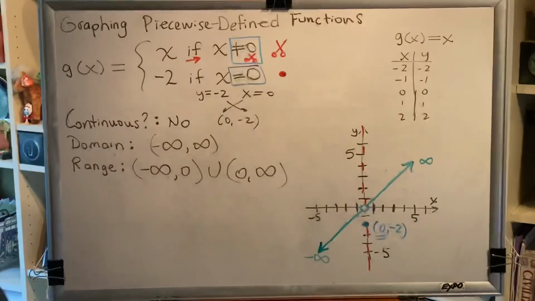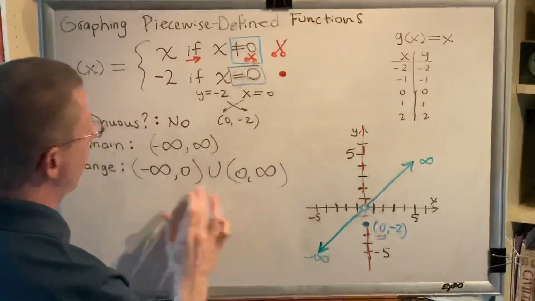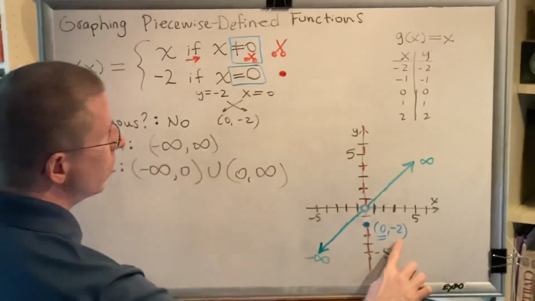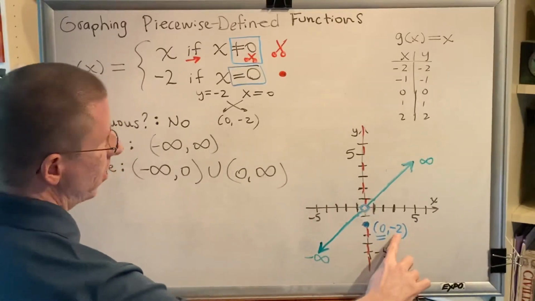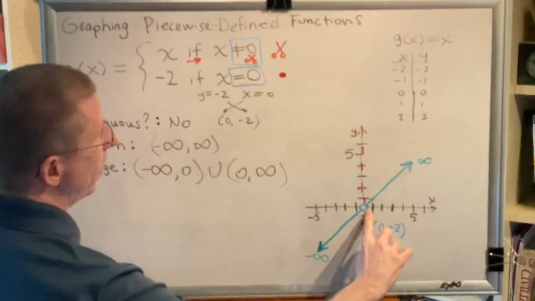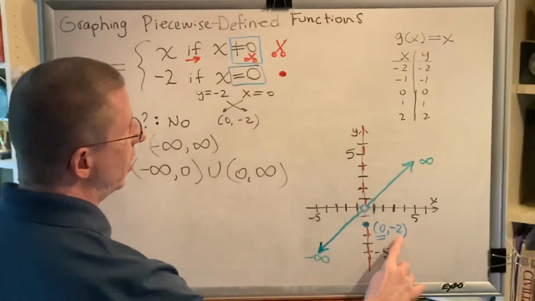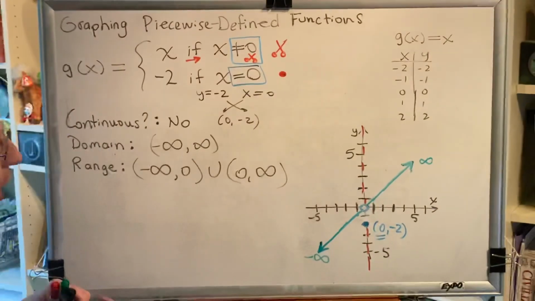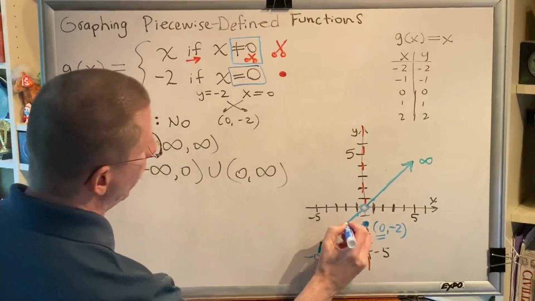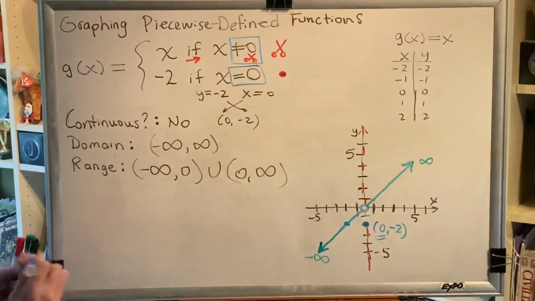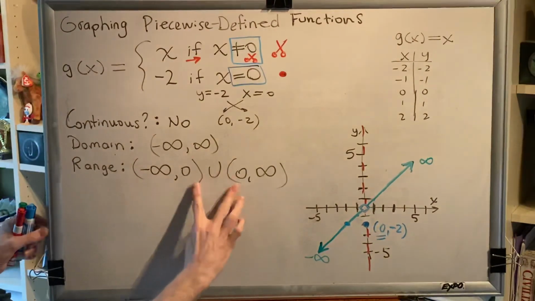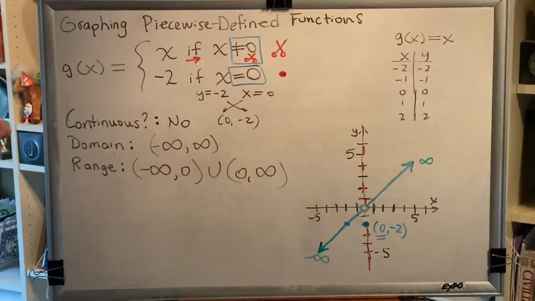We do not, however, have a filling in of the gap for the range because range measures y values. This negative 2 is not providing the missing value from the range of 0. It's just an additional negative 2 that we already have from this point over here. It's duplicated. And so for that reason, the range has a missing 0 and the domain does not.